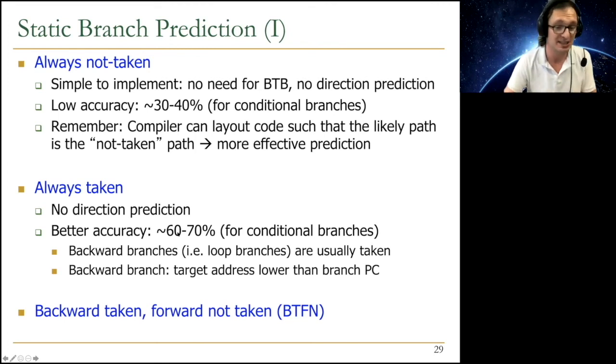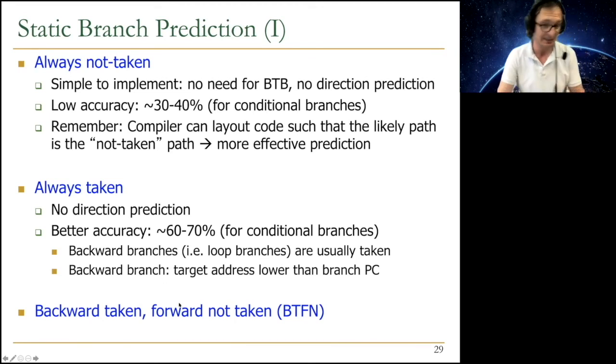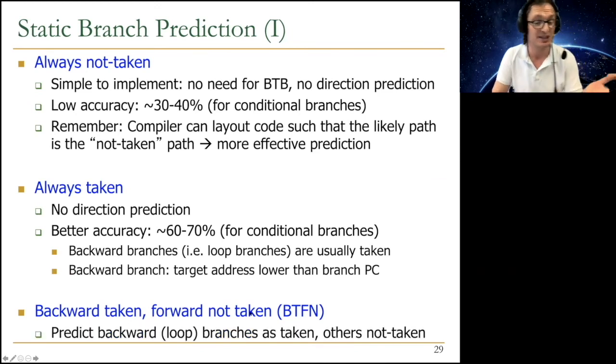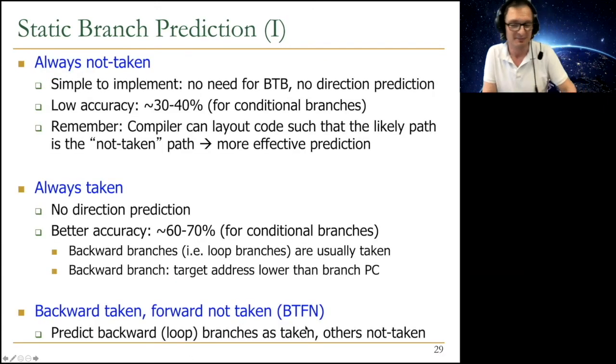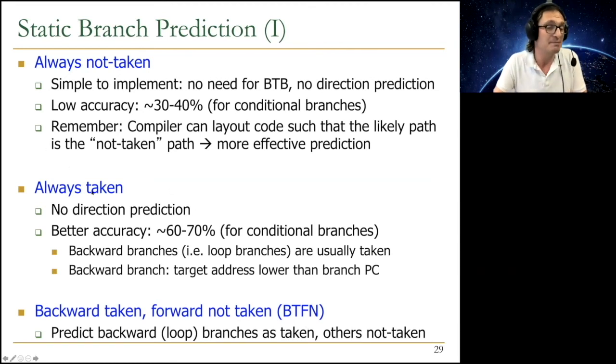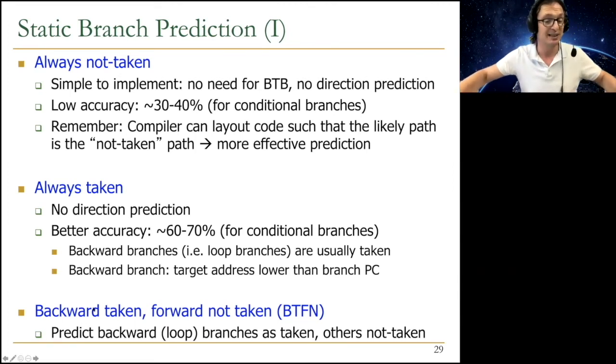Okay, I already mentioned this basically. Backward branches are usually taken, and backward branches are usually loop branches. And backward branches are branches where the target address is lower than the branch PC. Okay, that leads to backward taken, forward not taken prediction. It's a form of static prediction also. And the basic idea is to predict the backward branches as taken, others as not taken. And the reason is people have found out that backward branches are loop branches and they're usually taken. Forward branches are non-loop branches and they're usually not taken, or at least there's not a lot of bias in the branches. As a result, treating these different branches separately is good. That leads to a better accuracy.